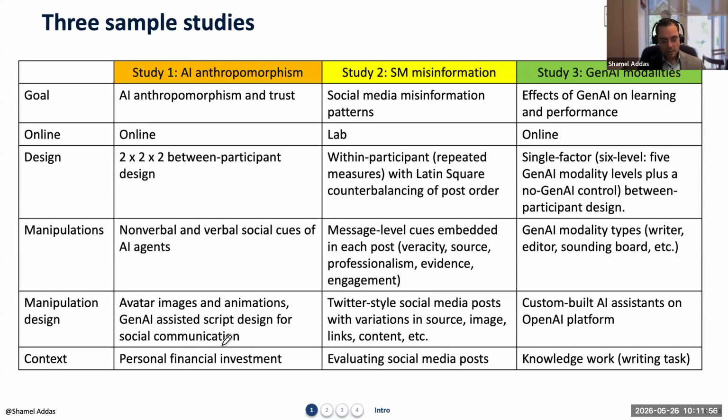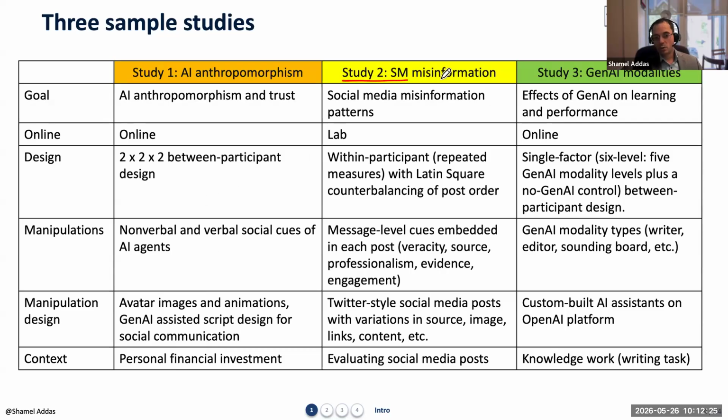And the context is a personal financial investment. So every time we design an experiment, we have to think of a specific context in which the participants will get involved in the experiment. And we need to also think about to what extent this context can be generalizable to other contexts, or maybe not. Maybe our findings could then be restricted to that particular context. So in our case, it was a robo-advisor, a financial advisor. So this is study one.